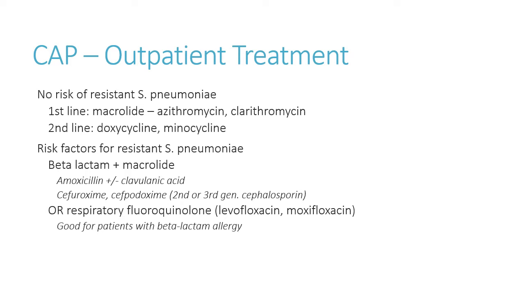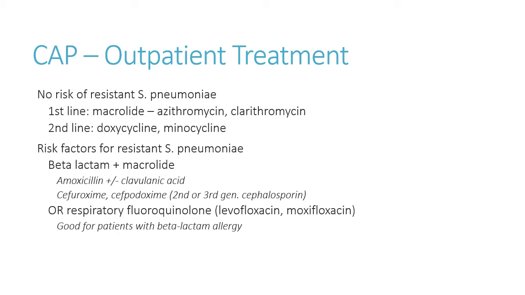They do have risk factors for resistant strep pneumo. This is where a beta-lactam plus a macrolide can be utilized together, right? So a beta-lactam meaning what? Amoxicillin, cephalosporin, something that's going to be able to get that strep pneumo, and then you will have the macrolides to get the atypicals. Right? Because remember, a lot of those beta-lactams do not have good atypical coverage. That's why I like to mix these two together.